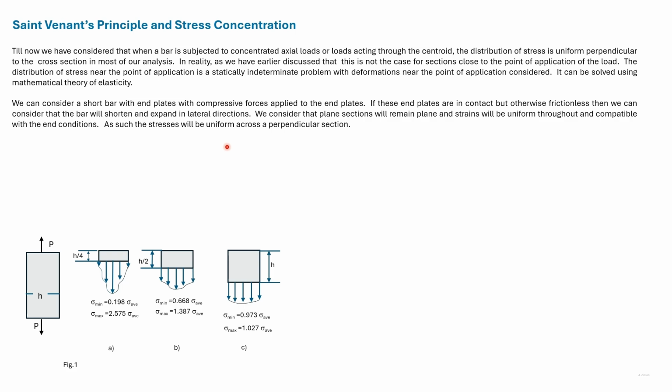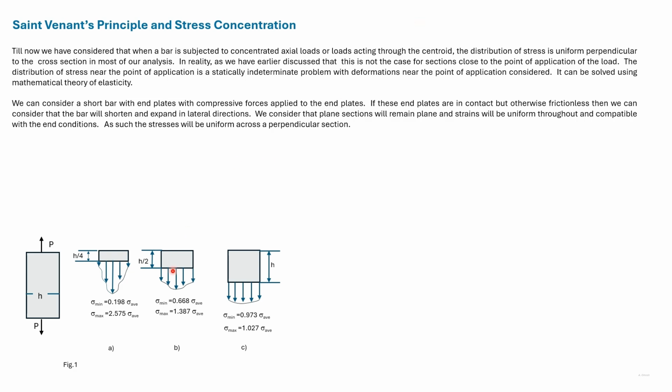Given that the deformation is not uniform, the stresses will also not be uniform near where the load acts. Now consider a perpendicular section at a distance h by 4 from the edge. The stresses in the center are quite high and the stresses near the edge are low. Sigma maximum by sigma minimum here is 13.